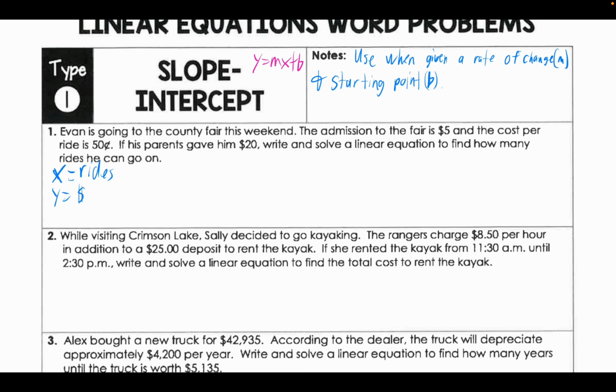And so our slope here in this case is 50 cents per ride, or $0.5. And our b or y-intercept is the $5 it costs to get in for the admission fee. And so we're going to set this up in slope-intercept form, which would be y equals mx plus b, or y equals 0.5x plus 5. And what this means is our total cost would be equal to 50 cents for every ride that you do, x, plus $5 to get in.